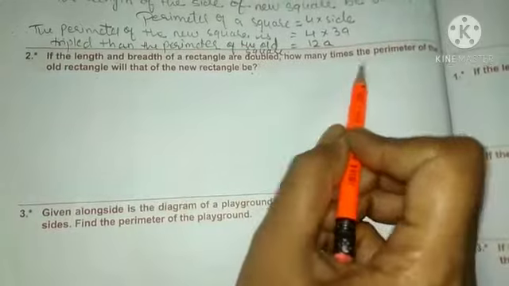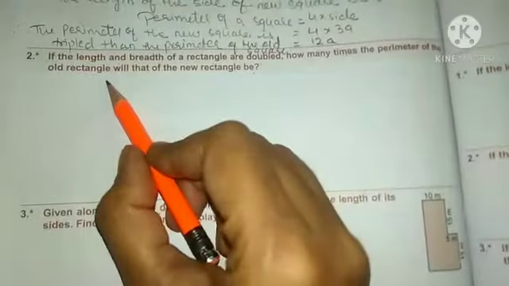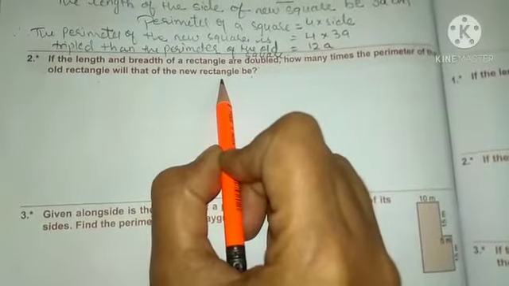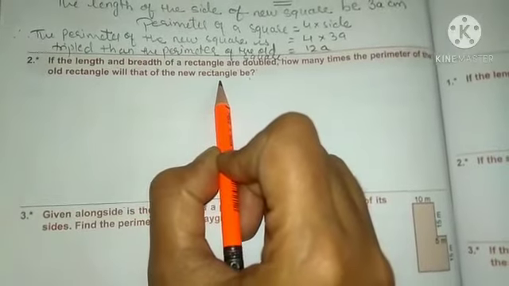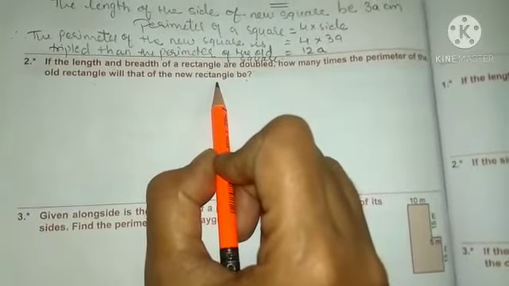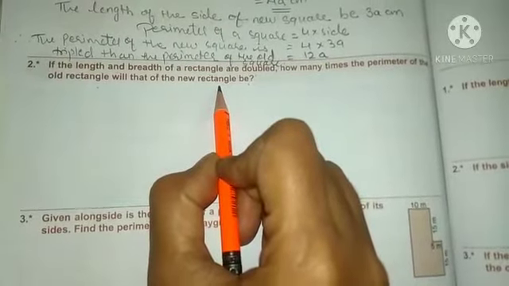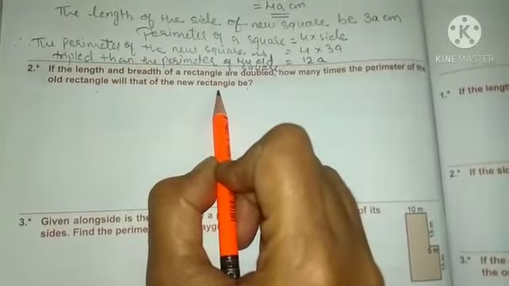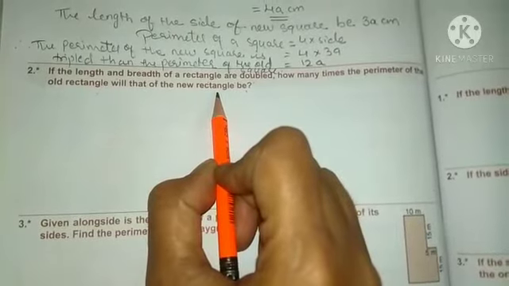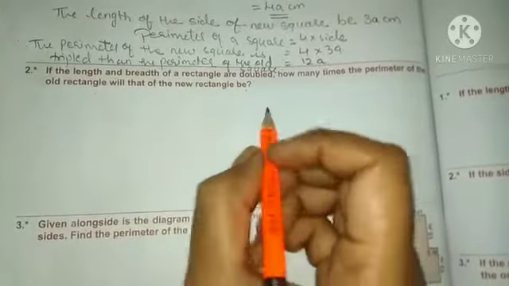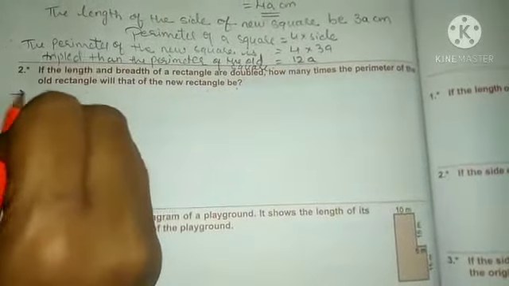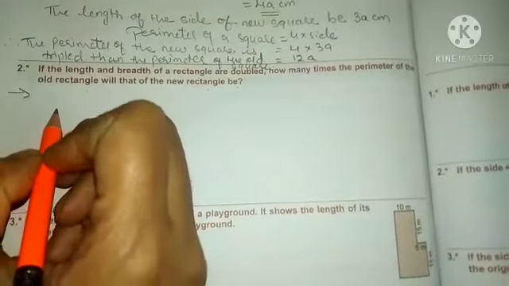So how many times the perimeter of the old rectangle will that of the new rectangle be? Now what is given here? We have to find out the perimeter of the old rectangle as well as the new rectangle. Understood? For the new rectangle, what we have to do? We have to take length and breadth as double. Clear? So let's find out the perimeter of the old rectangle as well as the new rectangle.